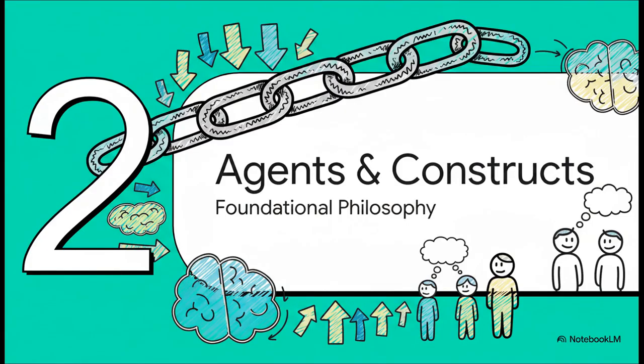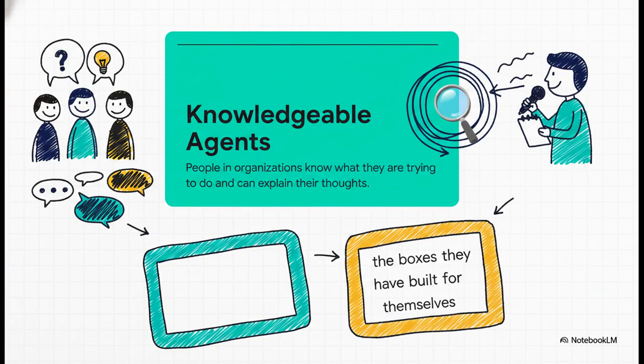Section 2. Agents, Concepts, and Constructs. The foundational philosophy behind the method. Now, how exactly do we build that chain of evidence? Well, it all starts with our underlying mindset about the very people we're studying. The Gioia methodology hinges on this really crucial assumption. The people constructing their organizational realities are knowledgeable agents. Simply put, it assumes your informants are smart. They are fully capable of explaining their own intentions and actions.